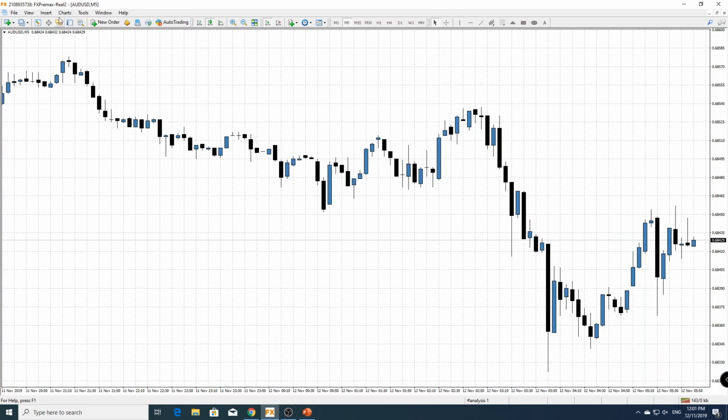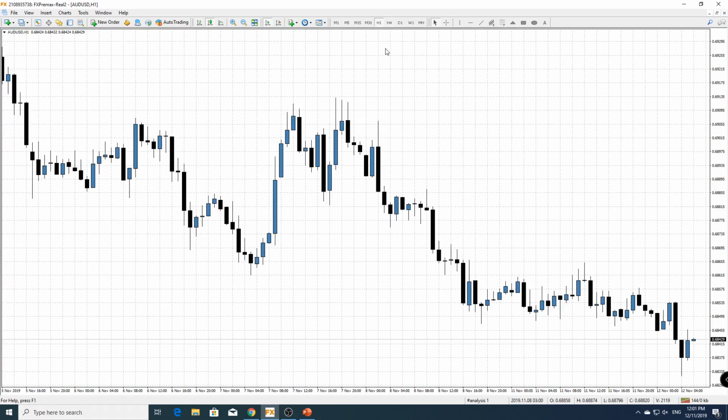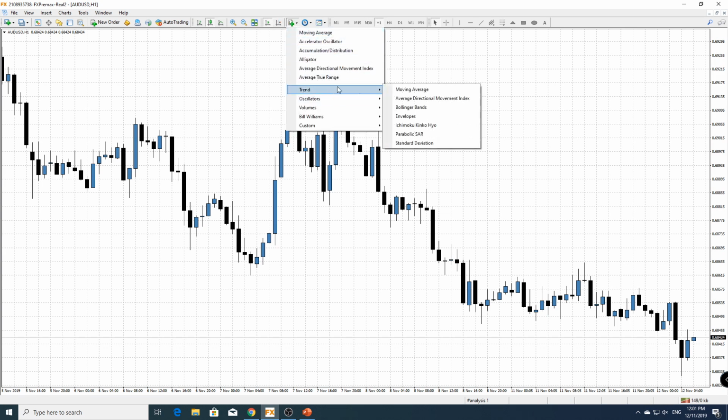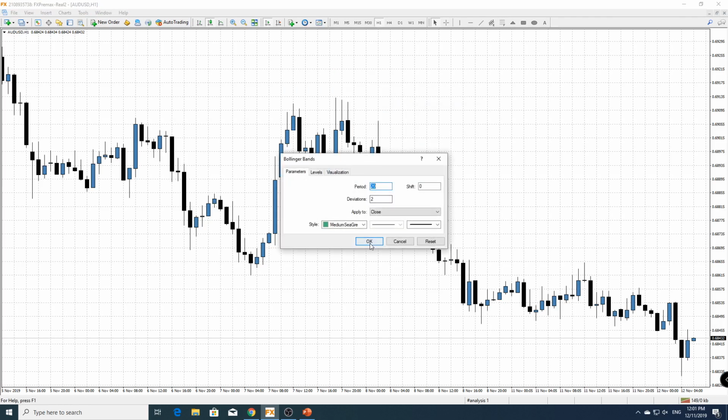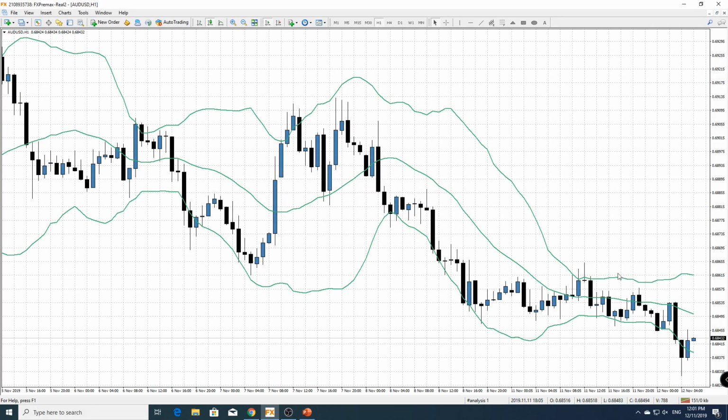The Bollinger Band is a default indicator in MetaTrader 4 or 5.0. It was introduced by John Bollinger in, I guess, 1982, if I'm not mistaken. So I'm going to insert the Bollinger Band. This is the Bollinger Band. You can see this is the Bollinger Band.